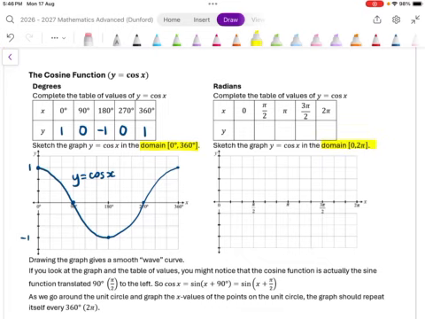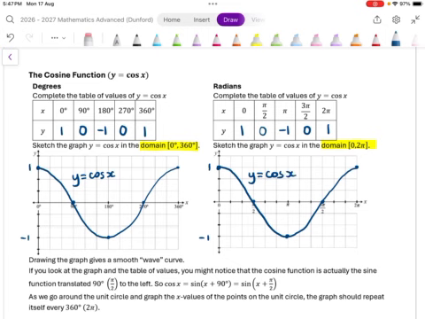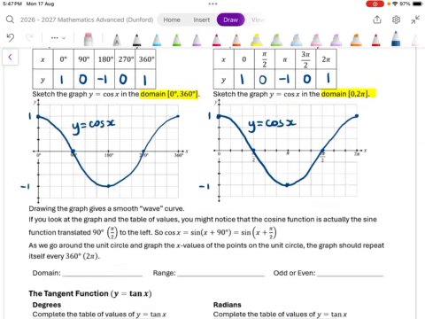We can also graph it in the domain of 0 to 2 pi. That's where when x is 0, y is 1. When x is pi on 2, y is 0. When x is pi, cos of pi is -1. Cos of 3 pi on 2 is 0. And cos of 2 pi is 1. So when we substitute in our 1 and our -1 onto our y-axis, we get the exact same curve that we had when we sketched our function in our domain in degrees. But now it's our domain in radians. And that is our function y equals cos x. So drawing the graph gives our smooth wave curve again.